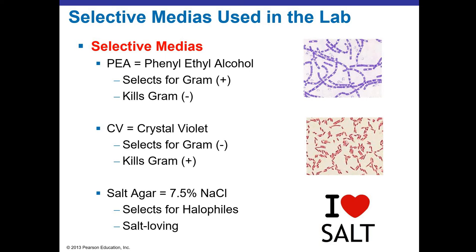As we saw before, the principle of osmotic pressure applies to salt agar. If we have agars that contain a lot of salt, 7.5% sodium chloride, compared to physiological saline, which is 0.85% sodium chloride, this is going to select for halophiles, those salt-loving organisms.